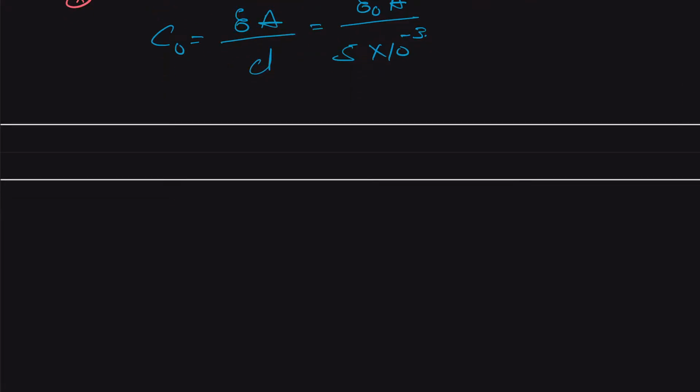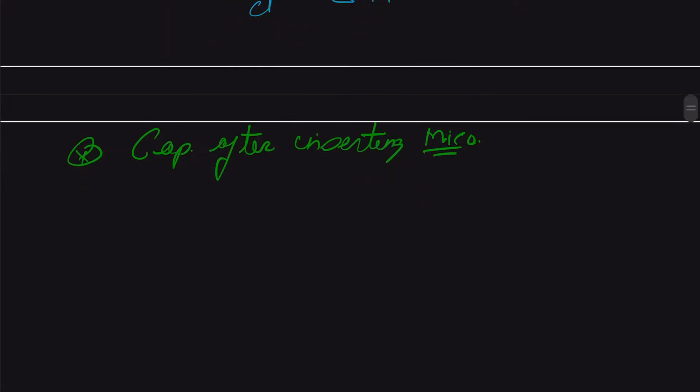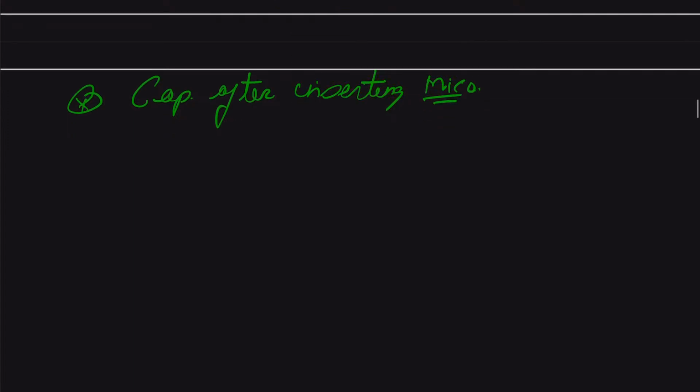So we can say that our capacitance after inserting mica, which is our dielectric, and its thickness is given to us as 2. So we have to remember that this is, suppose, our capacitor, and the voltage source is always connected, it is not being removed.